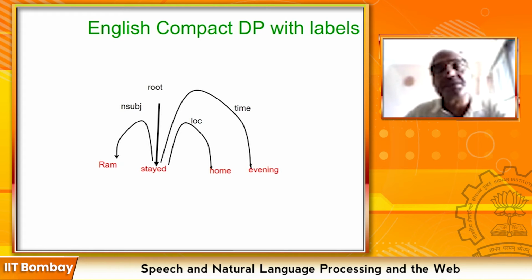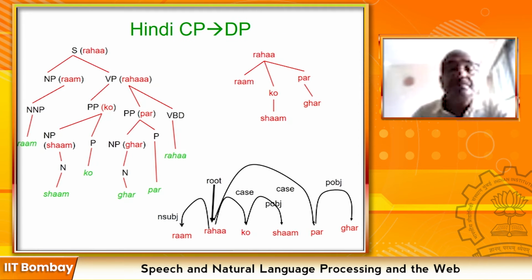In Indian linguistics, it is called karak. Okay, karta karak, karm karak, sampradan karak, and so on. So this location, time, agent, they are called karak relationships. They indicate the semantic relationship of the nouns with the main verb of the sentence. So now we move to Hindi dependency parsing.